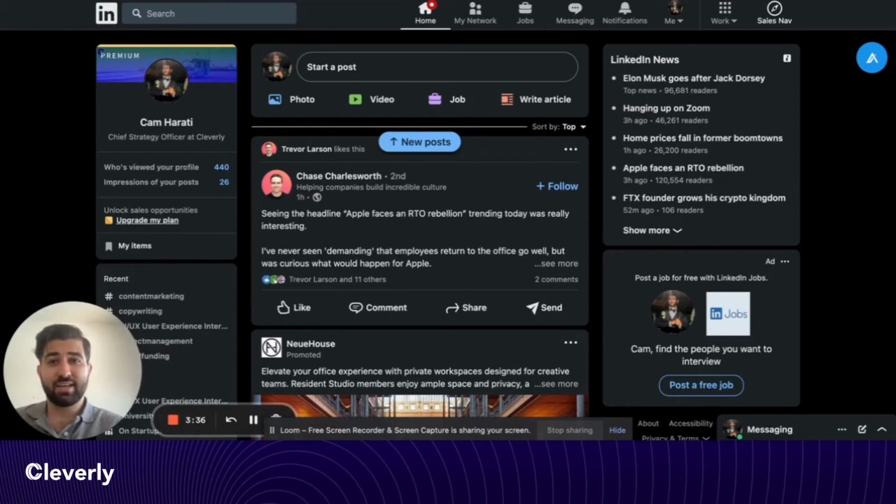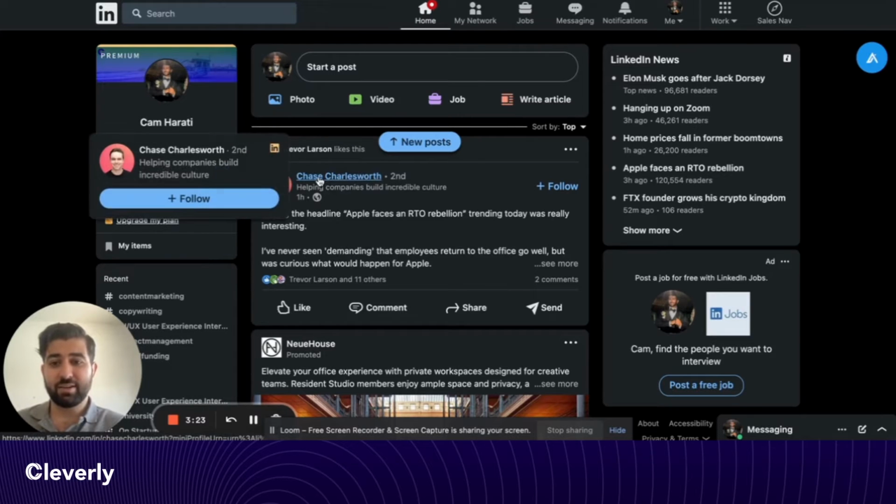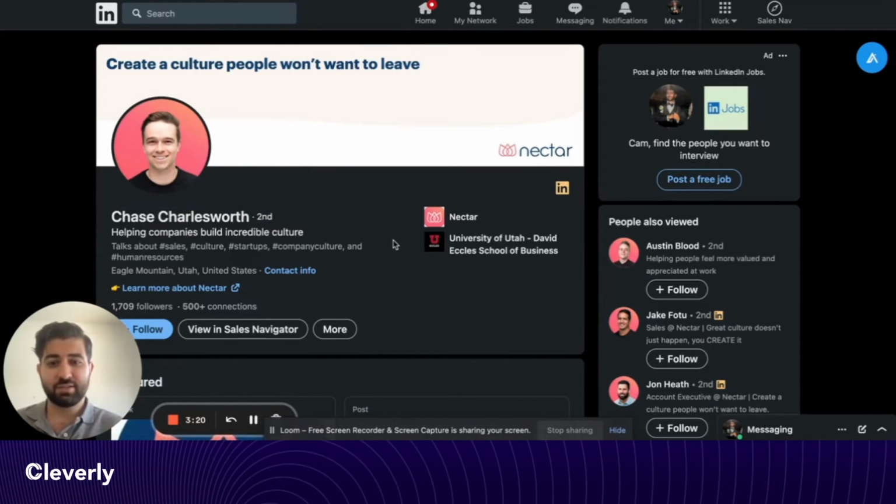So how do you actually send an InMail? Easy. Find the profile of your ideal target, click on the message button below their profile, enter your subject, and type out your message of up to 2,000 characters and hit send. Let's try it out here with Chase.